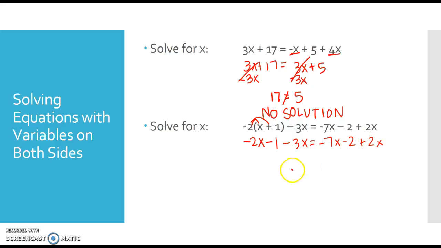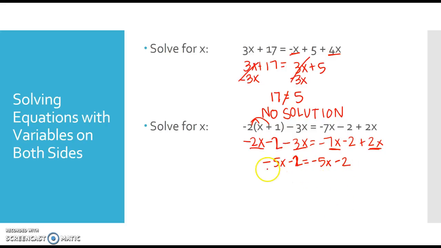I'm going to go ahead and combine my like terms on each side. So negative 2x and negative 3x gives me negative 5x. Bring down my minus 1. Negative 7x, and this should be a 2. Oops, my apologies. This should be a 2 because negative 2 times 1 is negative 2. On this side, I've got a negative 7x and a positive 2x. So that's negative 5x and minus 2.